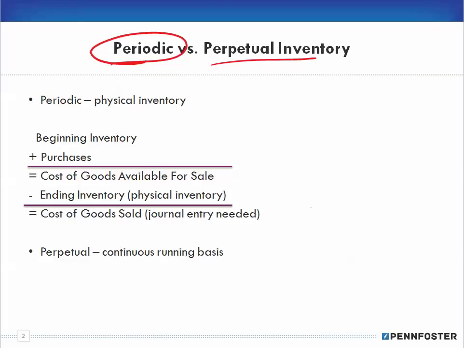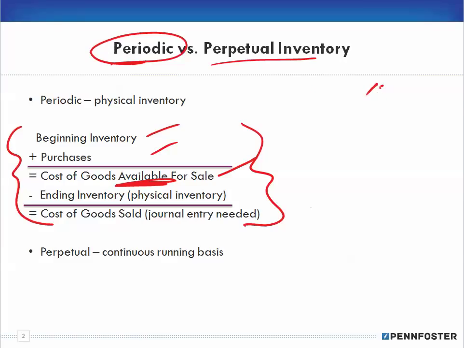Now, periodic inventory is a little bit different. As you can see here by the formula that was in the book, you start out with a beginning inventory, and then you add all of your purchases, which gives you a cost of goods available for sale. So if I started out with a beginning inventory of, let's say, $1,000, I don't care what that is made up of. All I know is that my inventory value was $1,000.